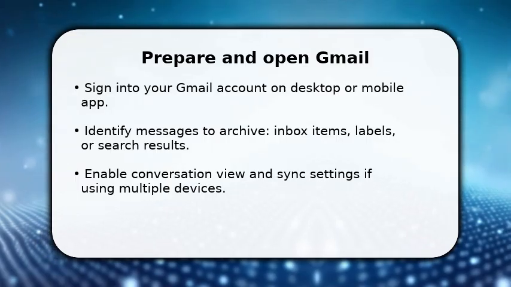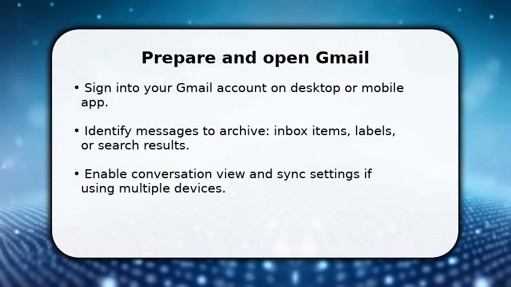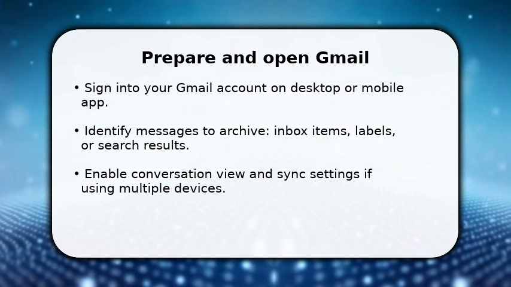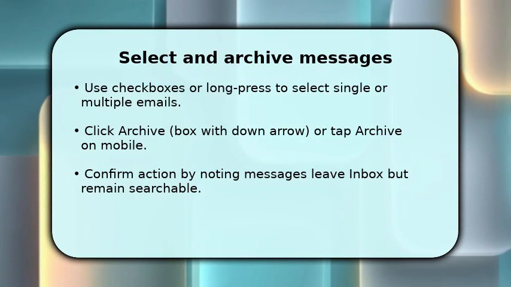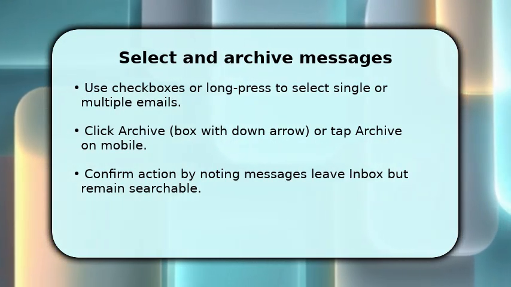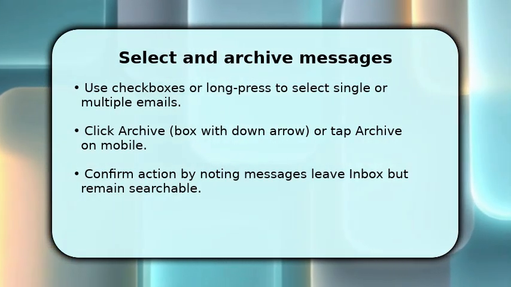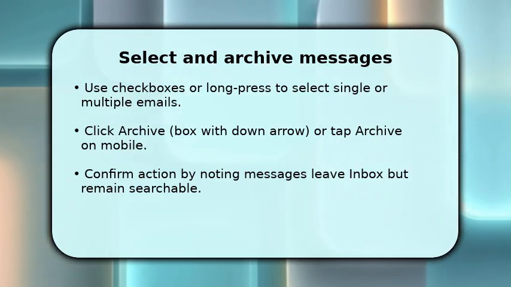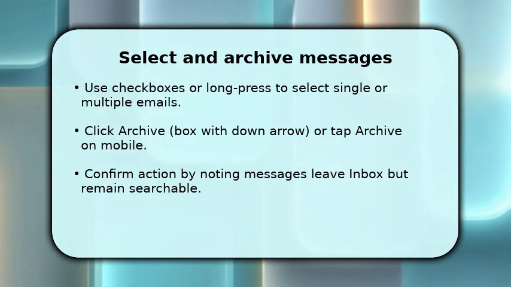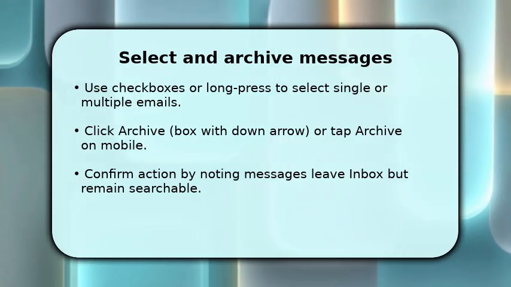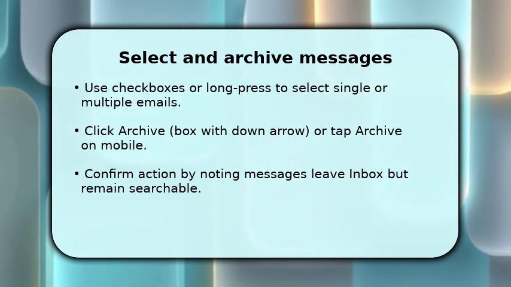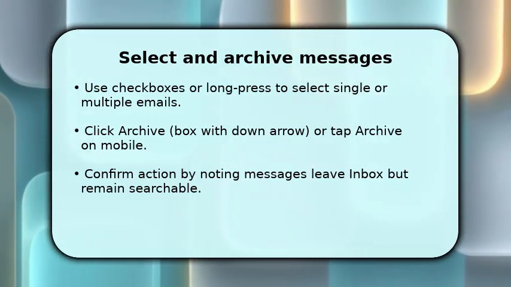Now you're ready to take the archive action itself. With messages selected, click the Archive button. It looks like a box with a down arrow, or tap Archive on your phone. You're removing the inbox label, not deleting the mail, so the message stays in All Mail and appears in searches. If you want to archive a whole conversation, open it first and choose Archive. This keeps future replies threaded.